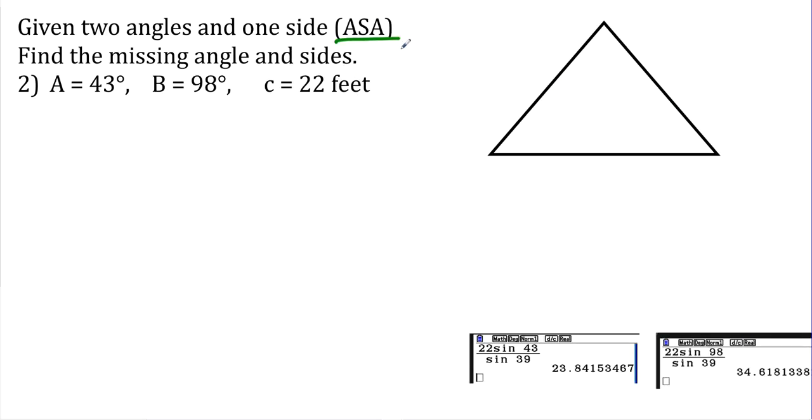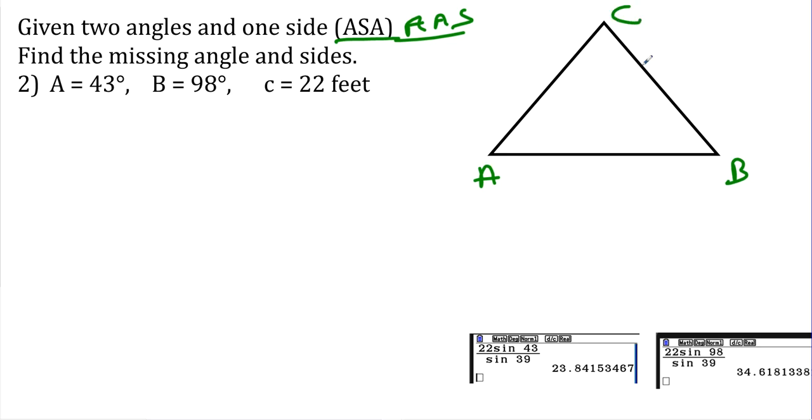If I did angle, side, angle, I could turn this into an angle, angle, side. Again, these are corollaries of each other. If you remember from geometry, if you have an angle, angle, side proof, you can turn it into an angle, side, angle triangle proof.